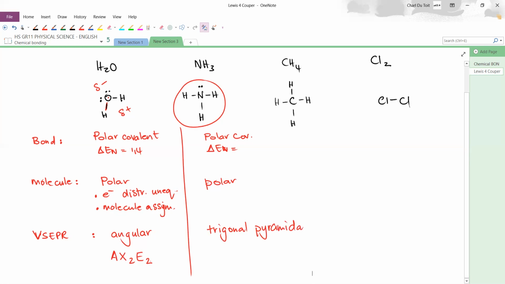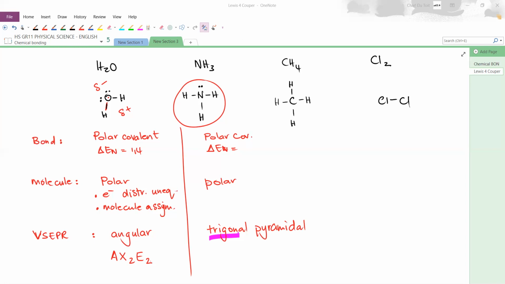P-Y-R-A-M-I-D-A-L. It means basically the following. It's a triangle at the bottom, and it's built as a pyramid. So it's a triangle at the bottom, but the form is like a pyramid. I wish I had these structures now. You should have them in a book.